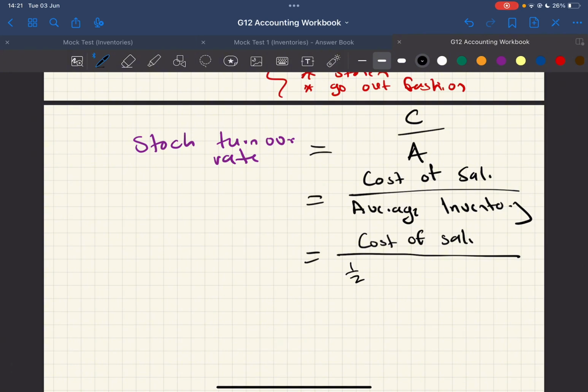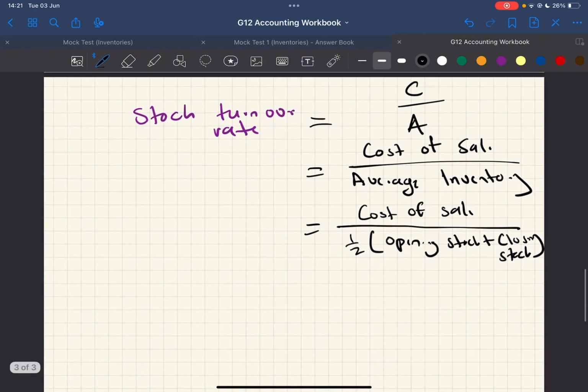And average inventory is basically half of opening stock plus closing stock. So I'm saying half here, but it's basically opening stock plus closing stock divided by 2, right? So you're saying opening stock plus closing stock divided by 2. That gives you the average inventory.